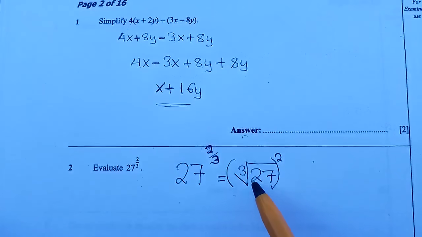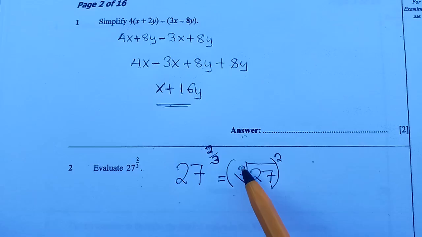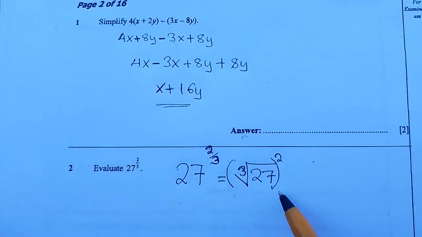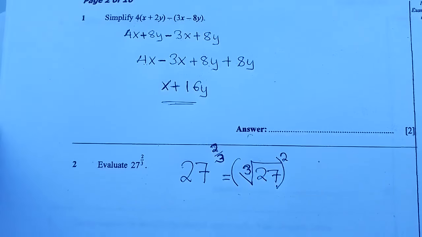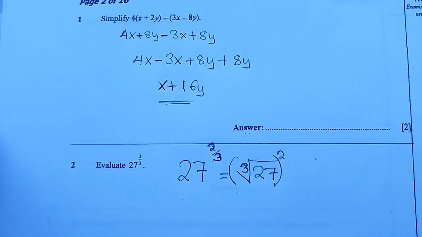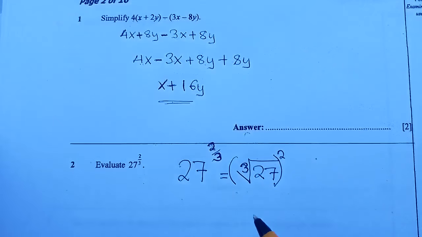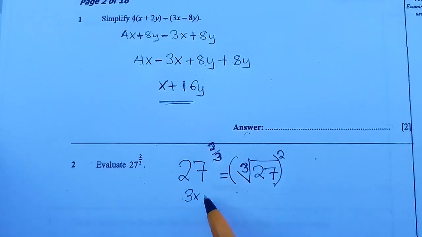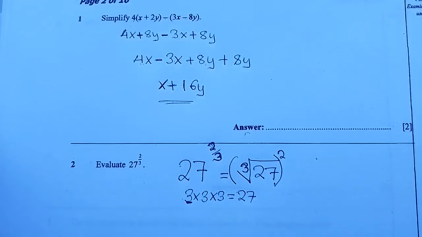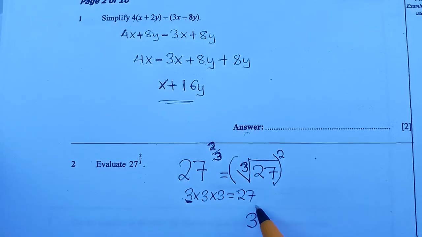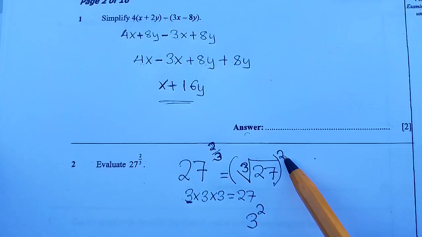This one means: which number can you multiply 3 times by itself and get 27? It is only 3. When you multiply 3 times 3 times 3, you get 27. So the value there is 3. So it is just the same as 3 to the power 2. The 2 that is there will be maintained.